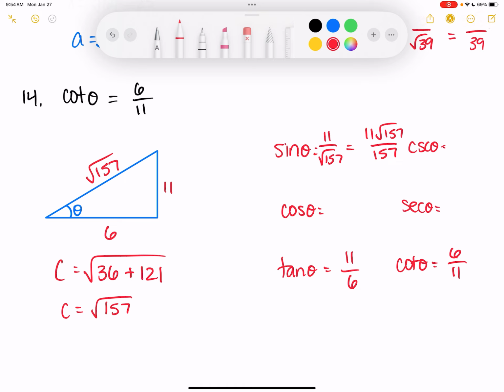All right, cosine theta. 6 over square root of 157. You just take it. Which gives me 6 root 157 over 157.